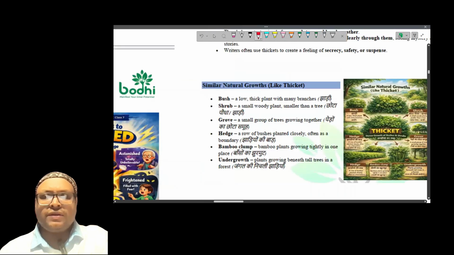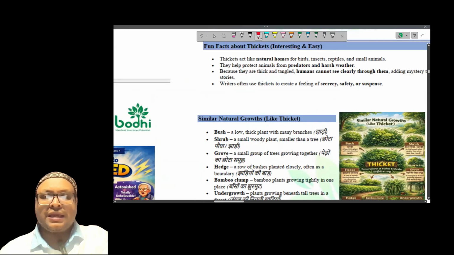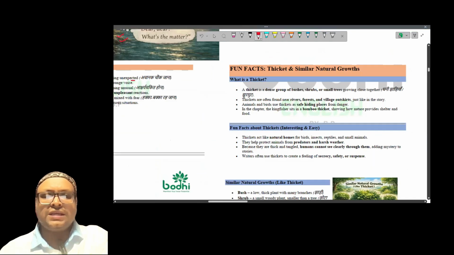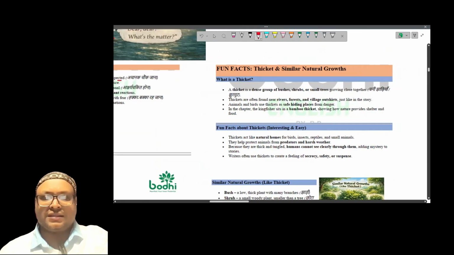Now, we even had a talk about thickets right now. What is a thicket?